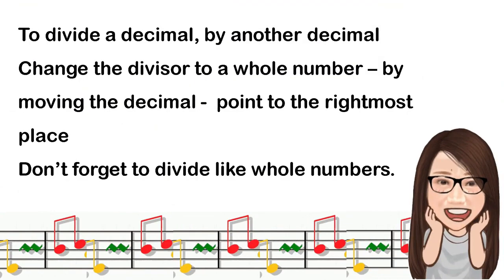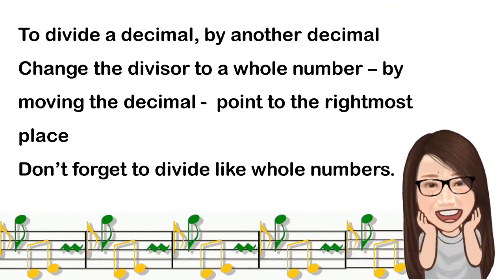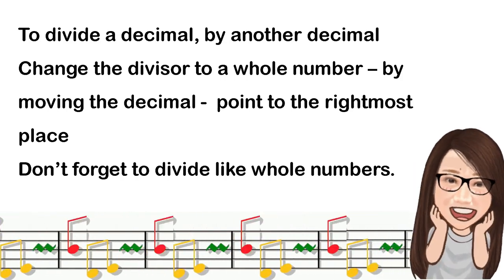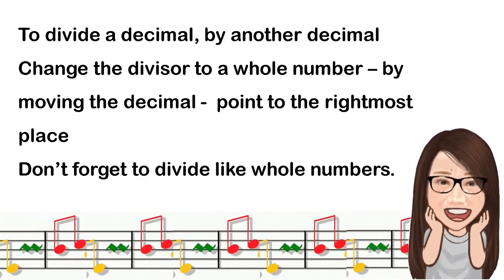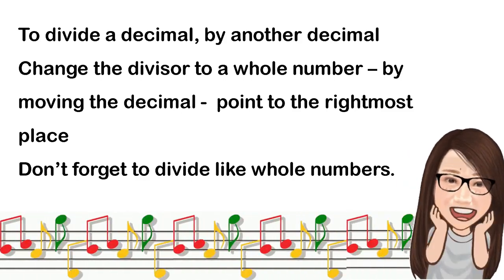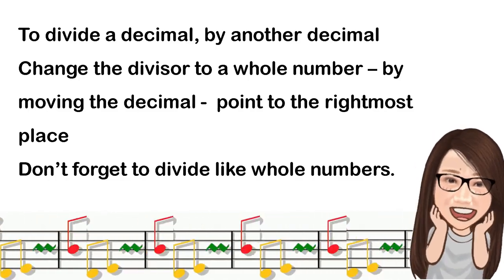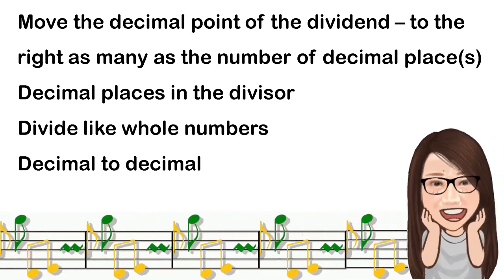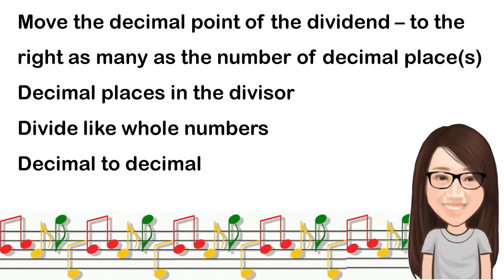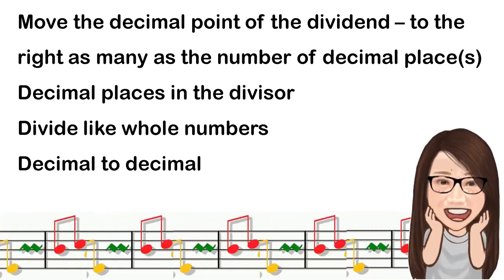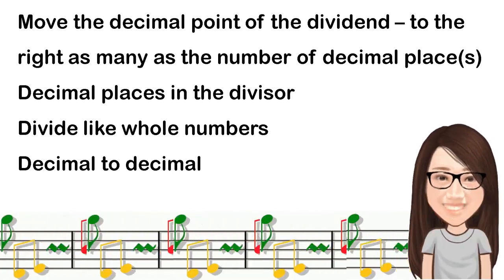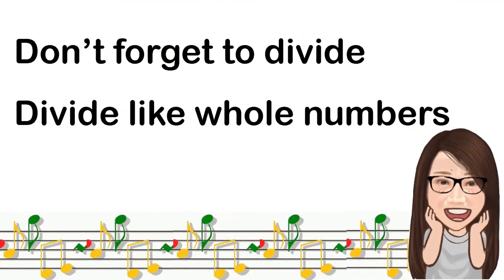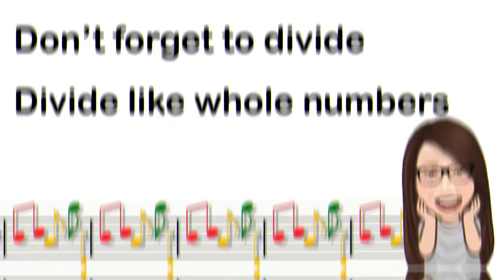To divide a decimal by another decimal, change the divisor to a whole number by moving the decimal point to the rightmost place. Move the decimal point of the dividend to the right as many as the number of decimal places in the divisor. Divide like whole numbers. Division of a decimal by a decimal.